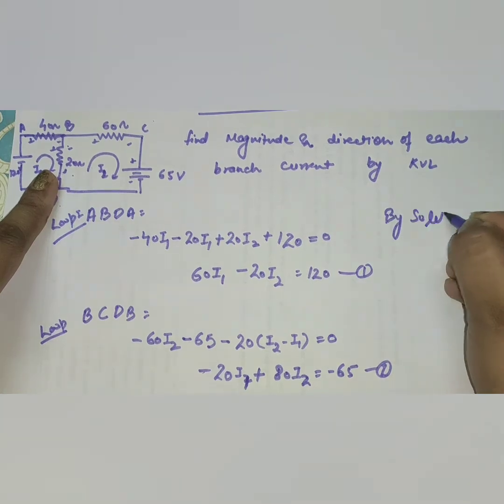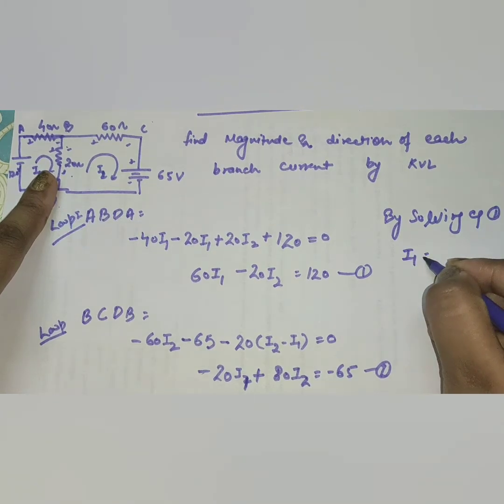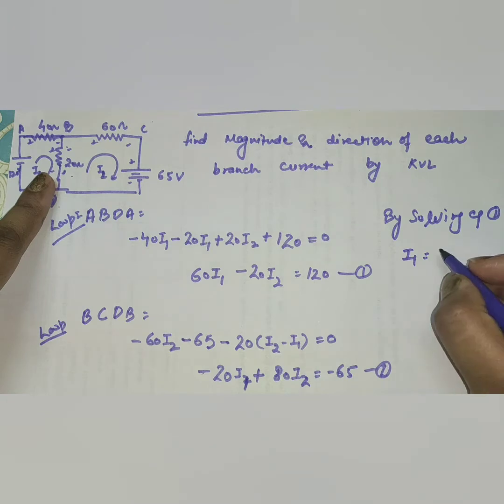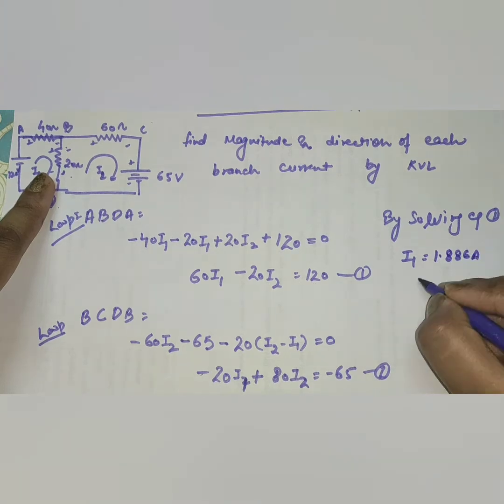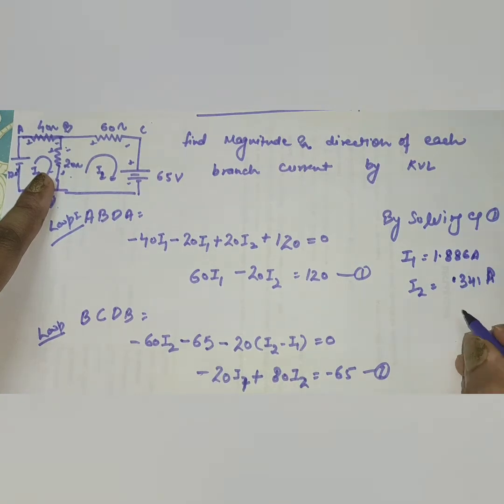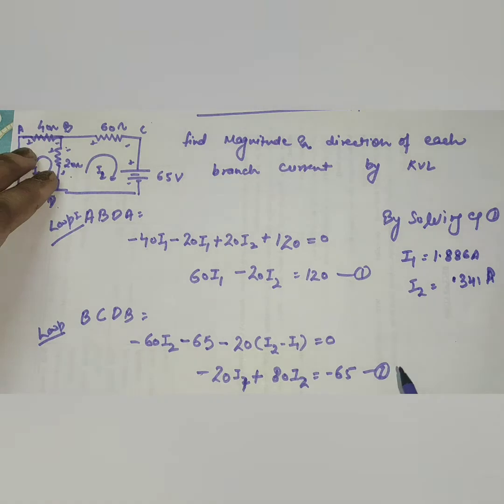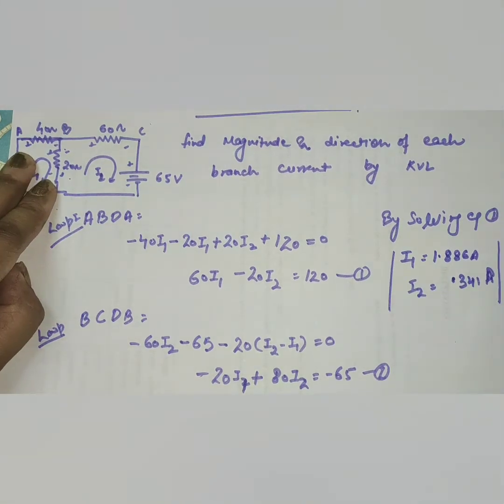By solving equation 1 and equation 2, we get I1 as 1.886 ampere, and I2 as 0.341 ampere. Now the branch currents have to be found. These are the magnitudes of the mesh currents, and from them you can find the branch currents.